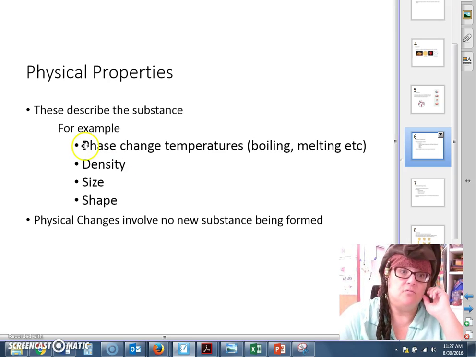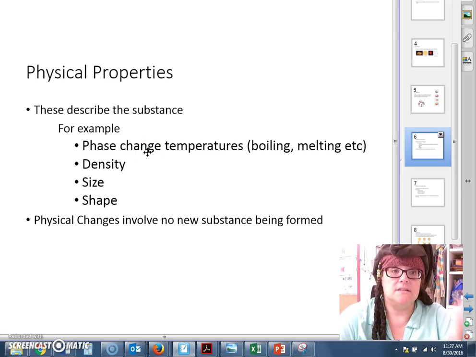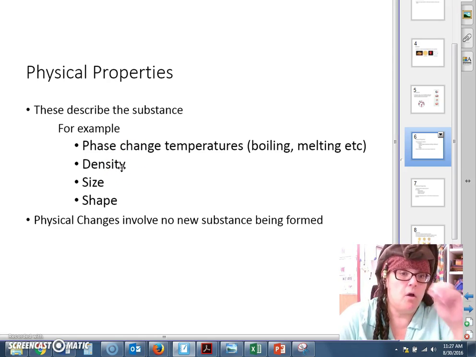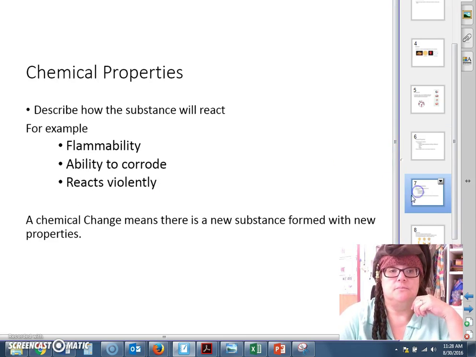Shape, we understand. If we have any changes to either the physical change, the phase change, in other words, if we change from a liquid to a gas, it's still a physical property. It still has that same boiling point. Density is not going to change, although with temperatures it actually can. Size and shape, unless you cut them, they're not going to change.